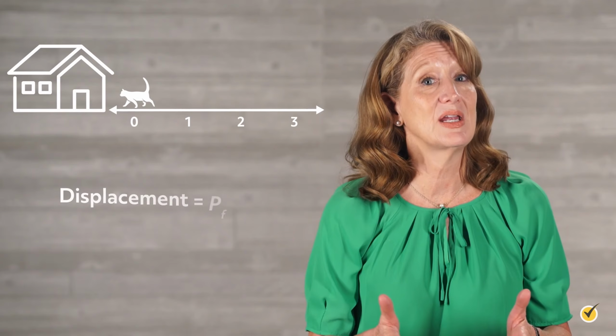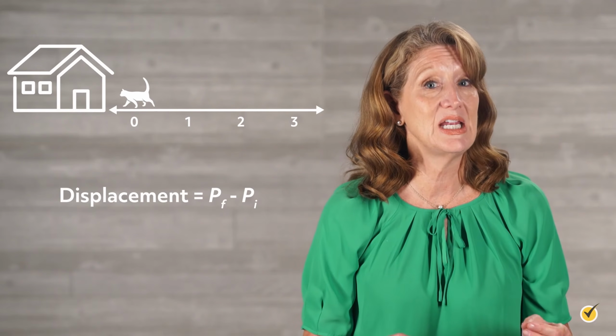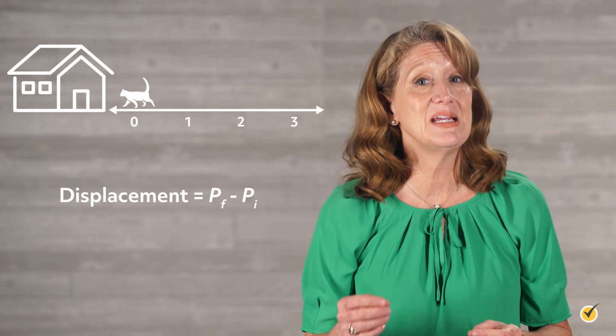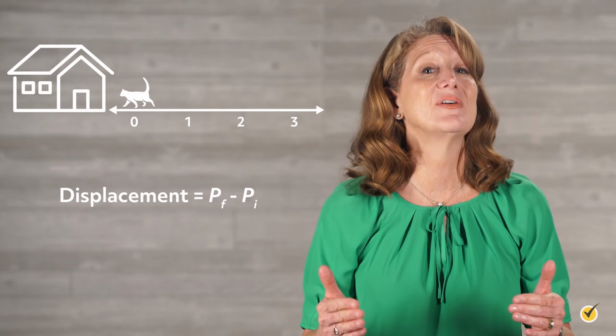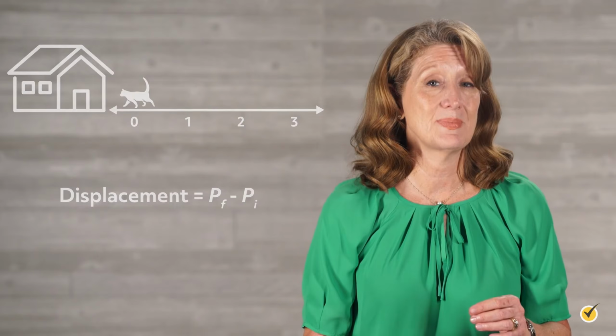We can see this by looking at the equation displacement equals P_F minus P_I, where P_F and P_I are the final and initial positions. Notice that in the definition of displacement, the direction of the motion is taken into account. Remember that physical properties that have magnitude and direction are called vectors. And this becomes important for our definitions of velocity and acceleration.